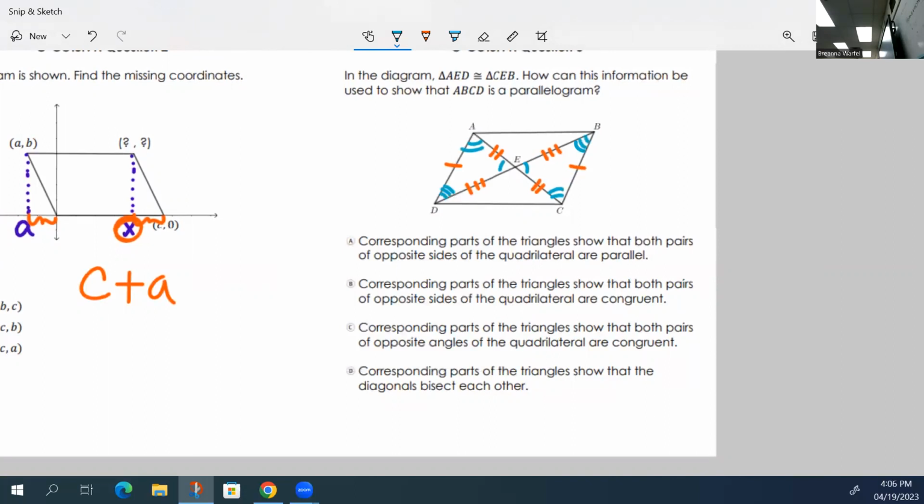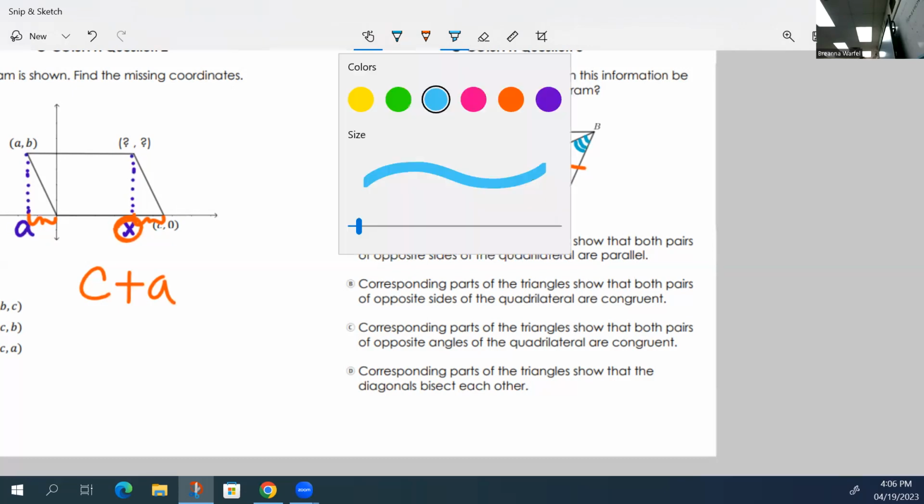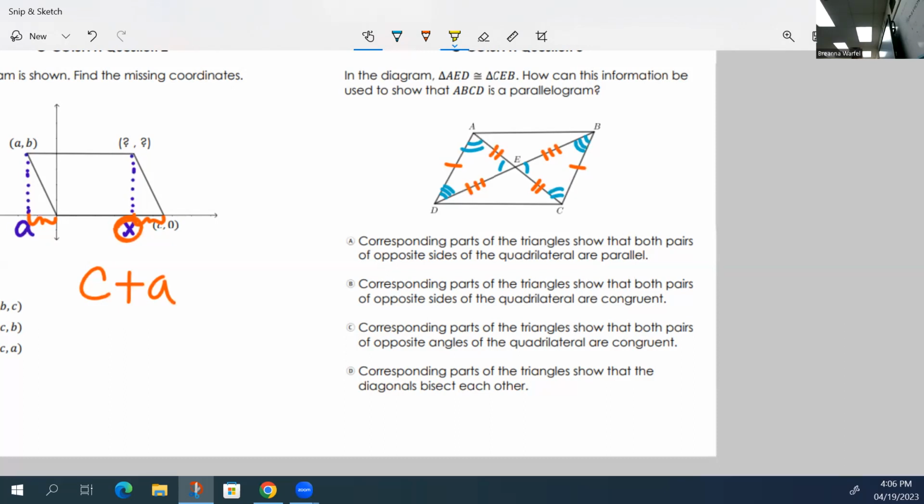Okay, now it asks you, how can this information be used to show that ABC is a parallelogram? So we're trying to prove parallel sides. So answer choice A, corresponding parts of the triangle show that both pairs of opposite sides of the quadrilateral are parallel. A lot of people thought it was answer choice A. Let's look at it. Parallel comes from angles: alternate interior, alternate exterior, corresponding. So if you look at your angles, you're given this congruent angle to this one. So that part right there says that AD is parallel to BC.